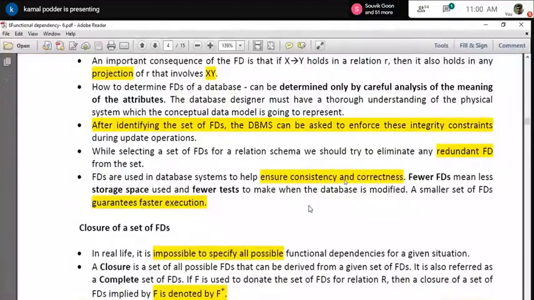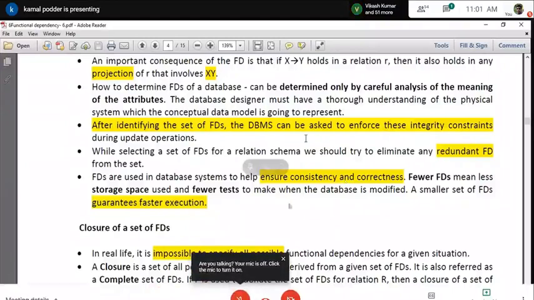After identifying the set of FDs, the DBMS can be asked to enforce this integrity constraint during the update operation. As soon as you find out all the FDs, now the question is, one by one we'll see how complicated it is. And not only that, suppose one designer has found 100 FDs for a particular relation, and another designer, as it is based on meaning and your understanding, can find 1000 FDs. Now the question is which one you should take. Okay, that is the interesting problem basically.